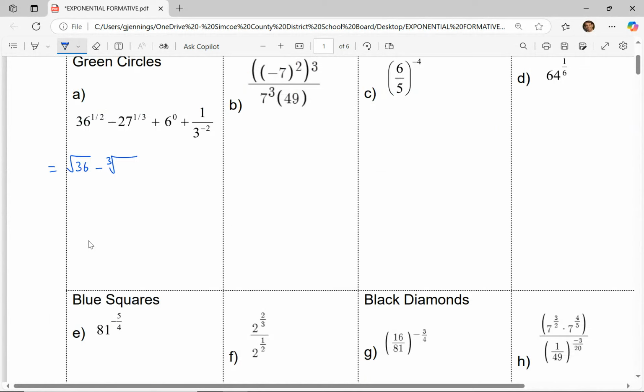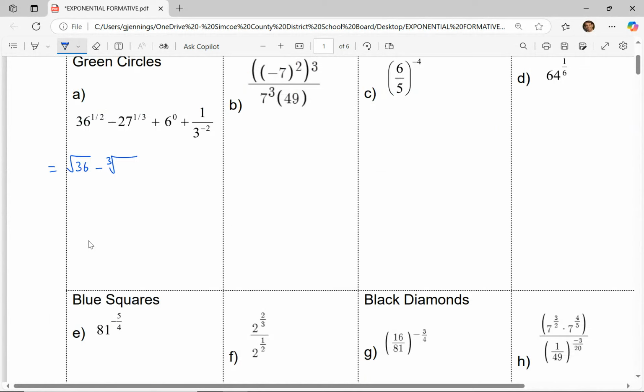Now we evaluate. The square root of 36 is 6, the cube root of 27 is 3, 1 is just 1, and 3 squared is 9. And if we add all this up, we get 13. This is 13. Very good.